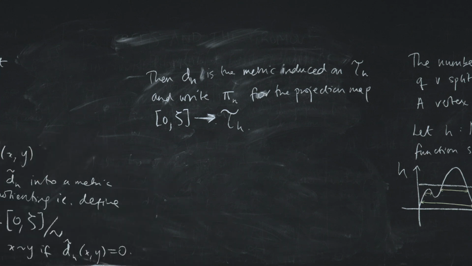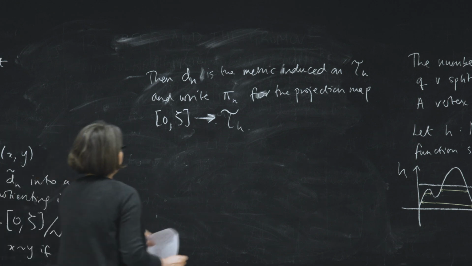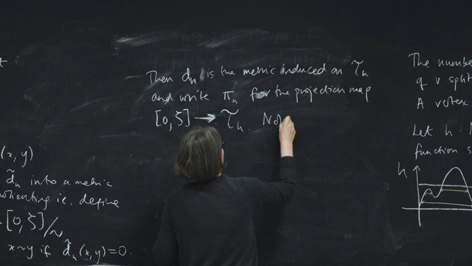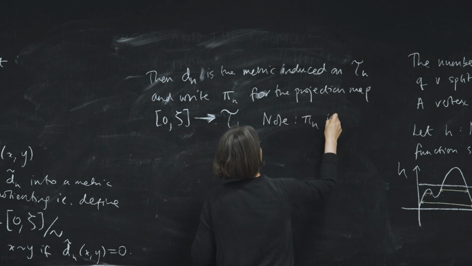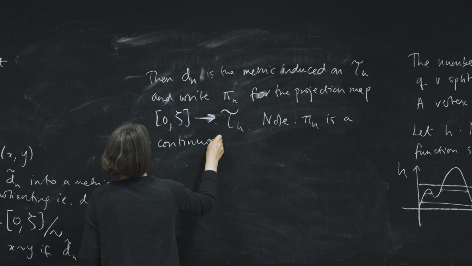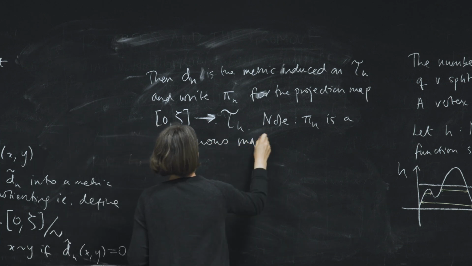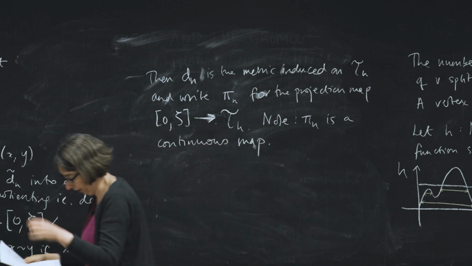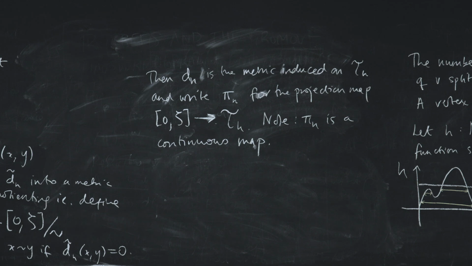Okay, so let me just observe something about this projection map. Because I started with a continuous function h, the projection map is also continuous. Okay, we're going to use that a few times in the sequel.